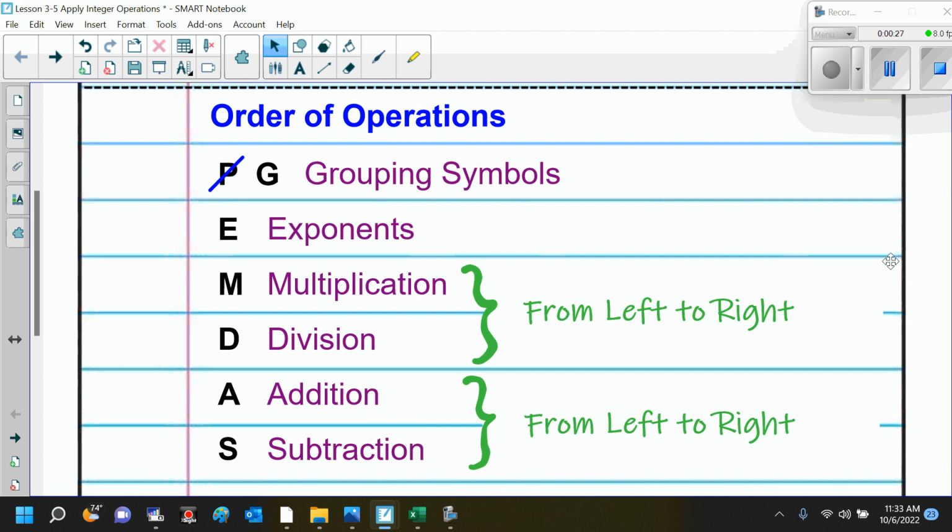Do you guys remember that word PEMDAS from elementary school? PEMDAS. Now, the PEMDAS, that is your order of operations, where the P stands for parentheses, the E stands for exponents, the M and the D are multiplication and division, and the A and the S are addition and subtraction. Very good.